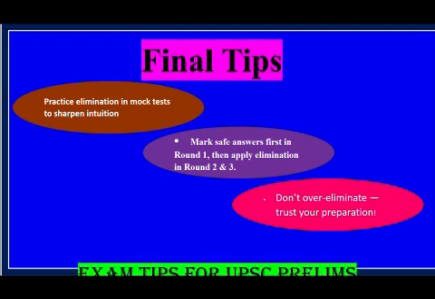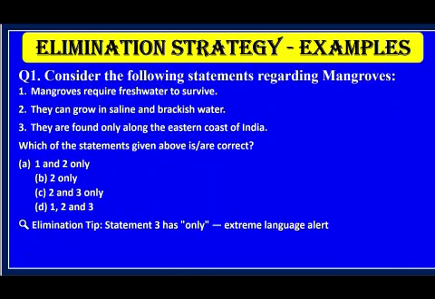Here we give you the 10 questions for you. 2. How to avoid the elimination strategy? First of all, question 1: consider the following statements regarding the mangroves. First, mangroves require fresh water to survive. The second option is they can grow in saline and brackish water. The third one is they are found only along the eastern coast of India.